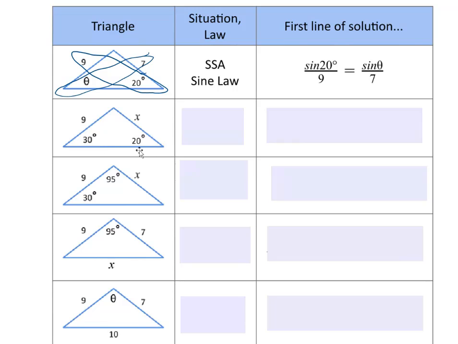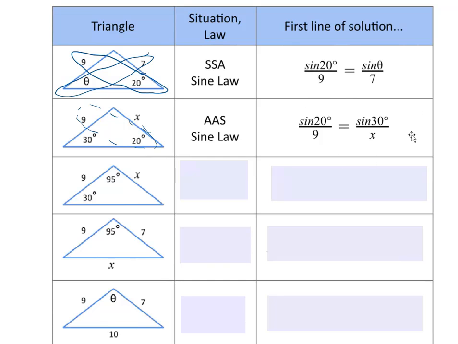Next example, we have angle, angle, side. And again, we have an opposite. So if I circle there, I can see I have an opposite there. That means I can use sine law, as long as I'm given one more piece of information, which I am. I'm given an angle here. So angle, angle, side means you're going to use sine law. And that means that it looks like this.